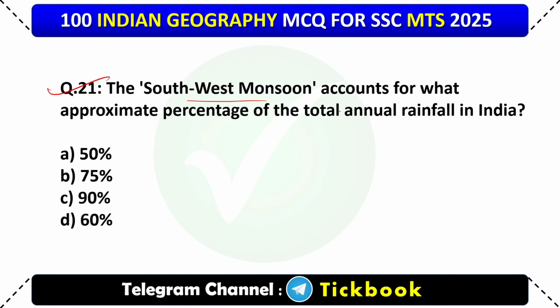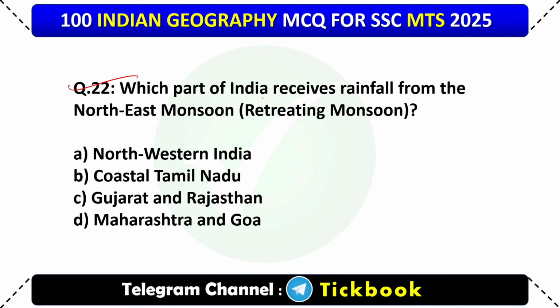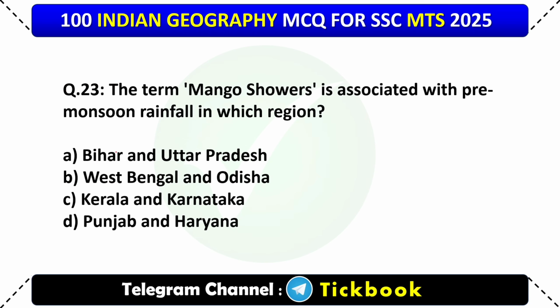21, the southwest monsoon accounts for what approximate percentage of the total annual rainfall in India? Option number B, 75%. 22, which part of India receives rainfall from the northeast monsoon, the retreating monsoon? Option number B, coastal Tamil Nadu.